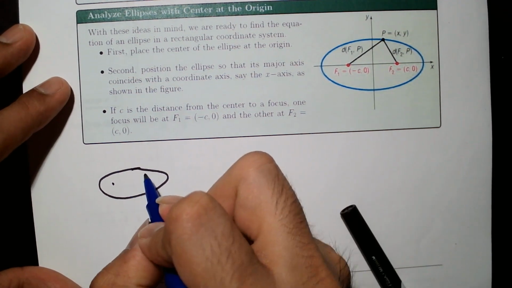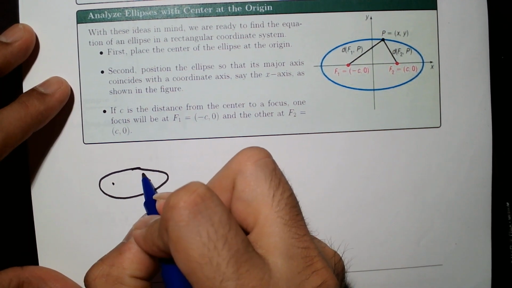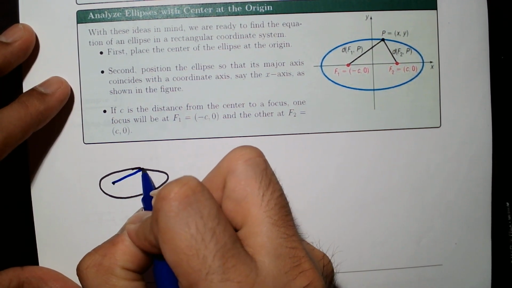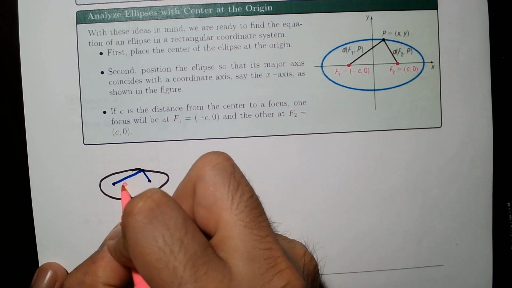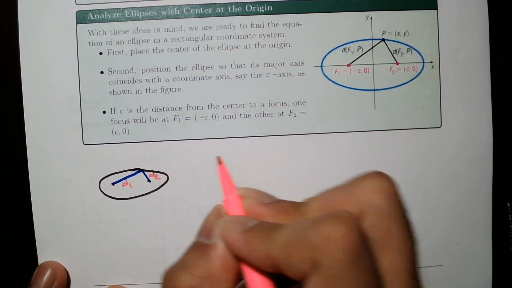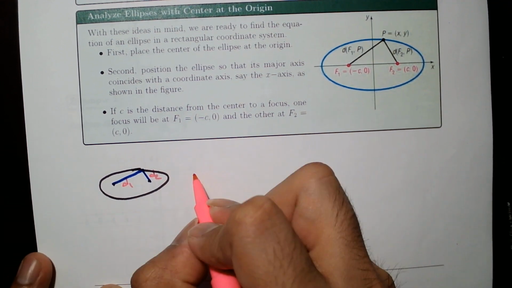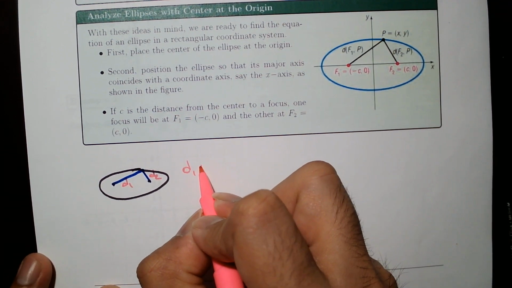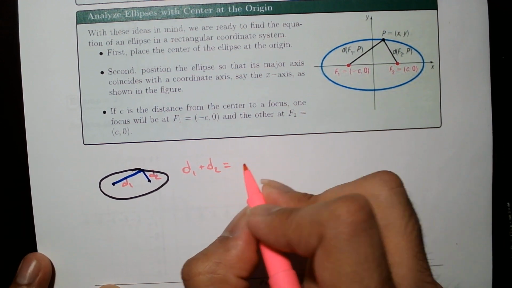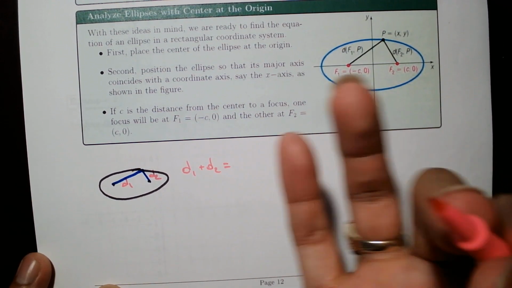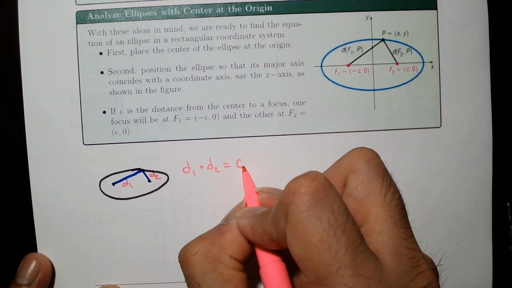So for example, if I call this D1 and this D2, D1 plus D2 will be some number, whatever the number is. Let's not put numbers. Let me call it a constant.